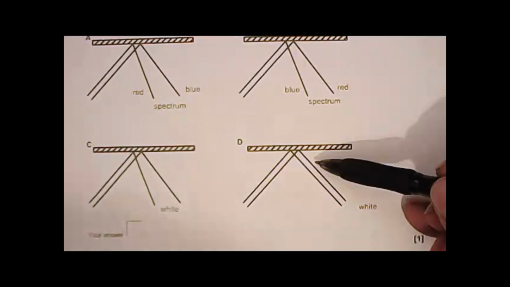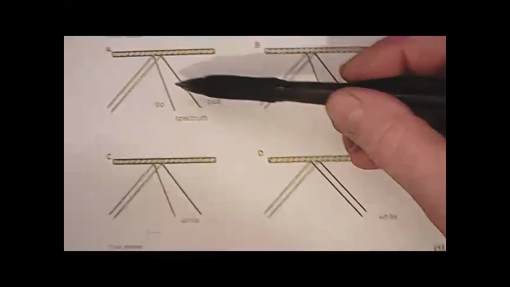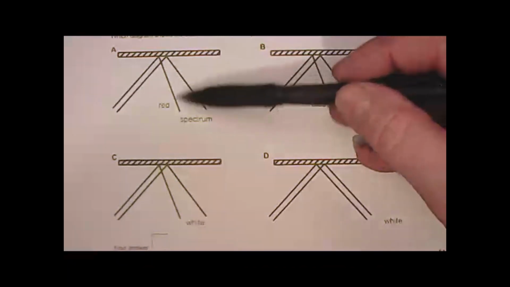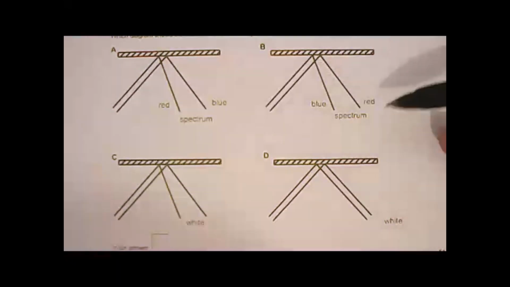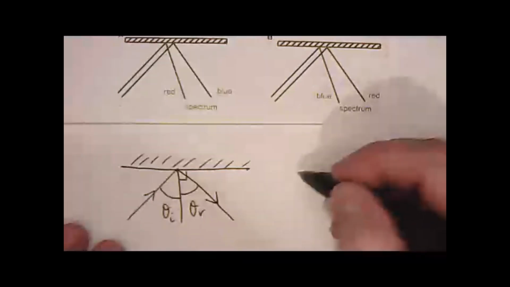D as our answer. Okay, if different colours were reflected at different angles, our mirrors at home wouldn't work. You'd end up looking red and blue in the morning. Okay, so D is the answer.